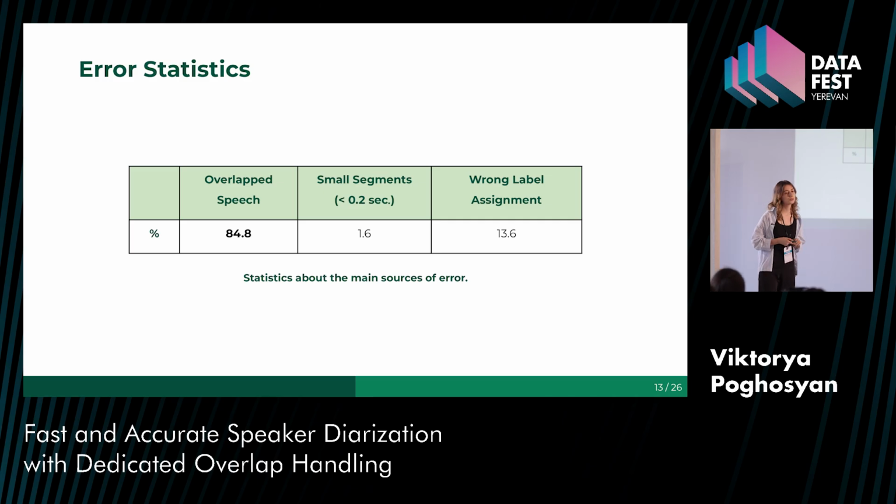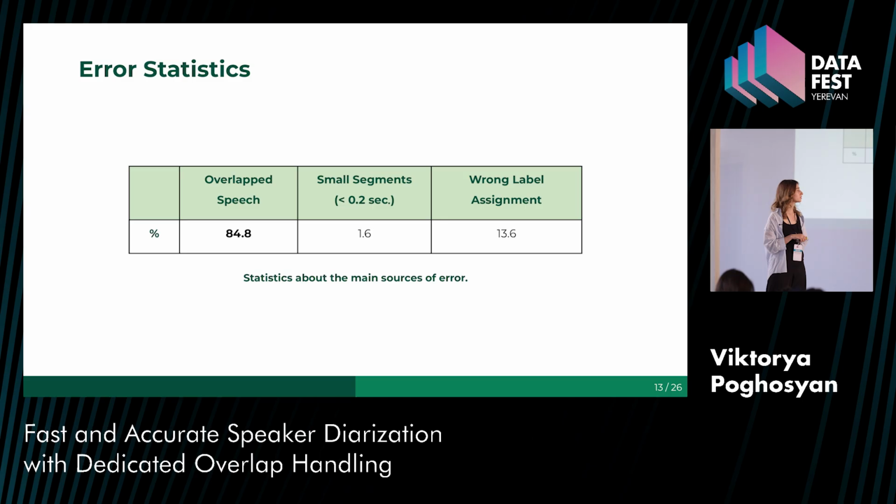And to understand what causes more error cases, we calculated some statistics. We consider overlapped speech, small segments, and wrong label assignment as error cases. And the statistics showed that in approximately 85% of cases, errors are caused by overlapped speech.